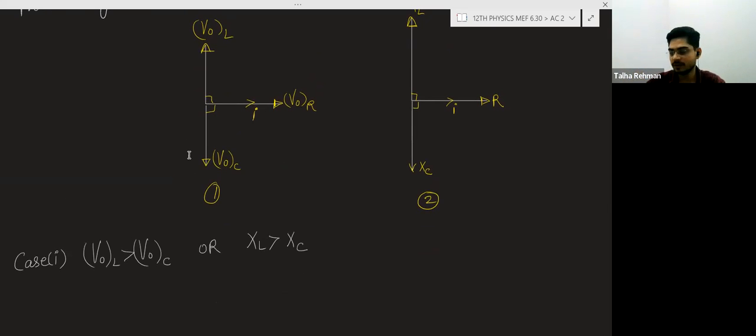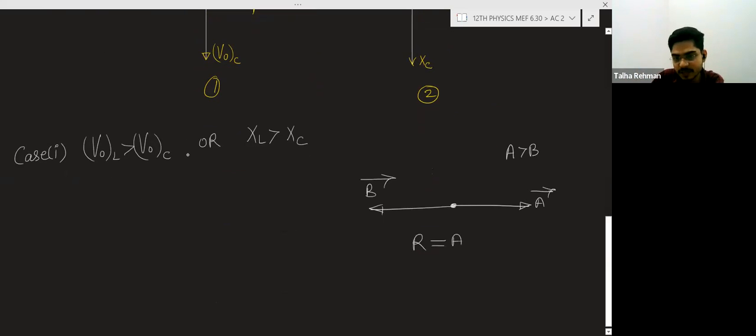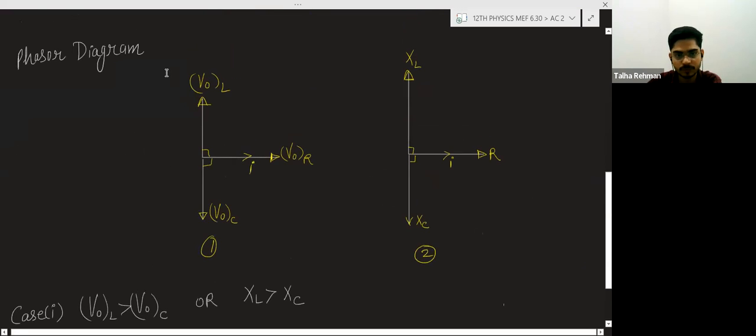A minus B. For example, suppose this is your A vector, and this is your B vector, acting at some point. Suppose the magnitude of A is greater than the magnitude of B, and you want to find the resultant. Then how will you find it? A minus B will be the resultant.